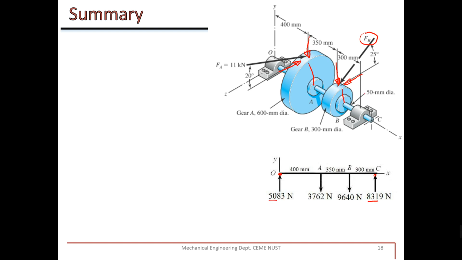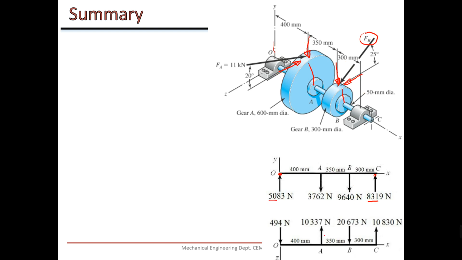Now we have the reaction of the bearing along the y-axis. We also have this other force component. One is upward, and the opposite is downward, and we have the reaction. After calculating the reaction we come to the conclusion that the reaction at O is 494 Newton, and at this point it is 10,000 Newton. Once we have the reaction in one axis and in the other axis, we can calculate the magnitude of reaction about O and the magnitude of reaction about C.